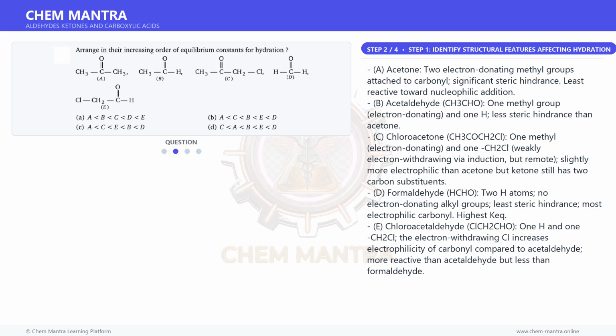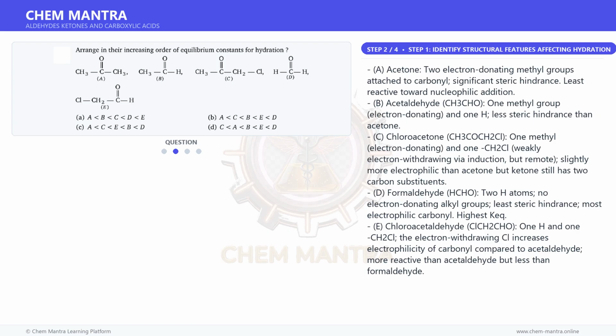C. Chloroacetone, CH3COCH2Cl, 1 methyl, electron-donating, and 1 CH2Cl, weakly electron withdrawing via induction, but remote, slightly more electrophilic than acetone but a ketone still has two carbon substituents.